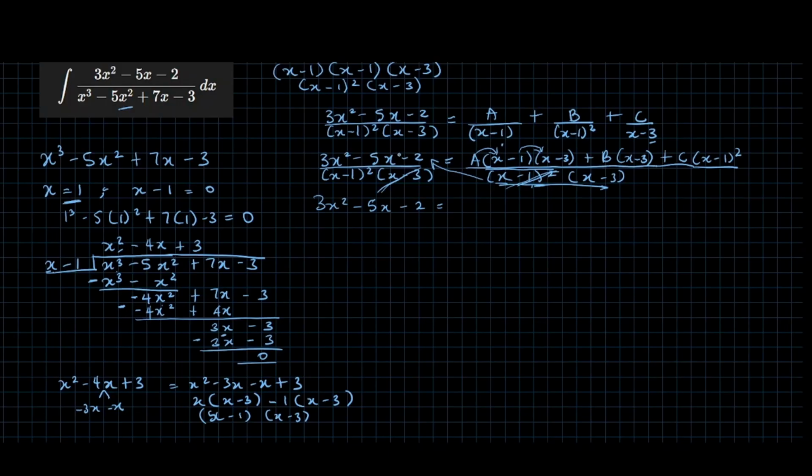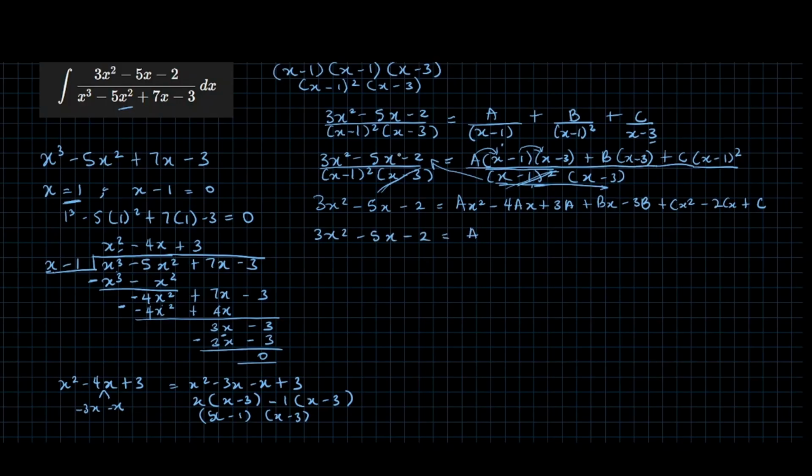I'm just going to write the full thing. It should be ax squared minus 4ax plus 3a. For b will simply be bx minus 3b. And c will be cx squared minus 2cx plus c.